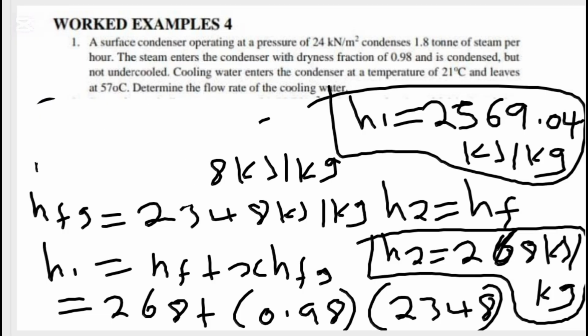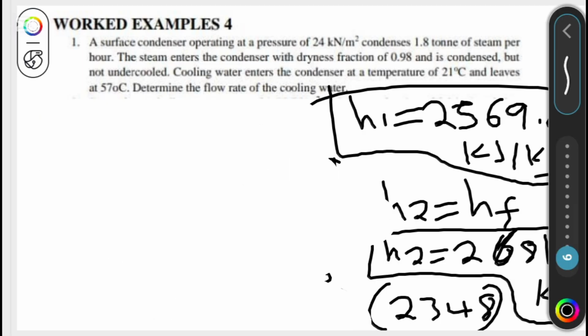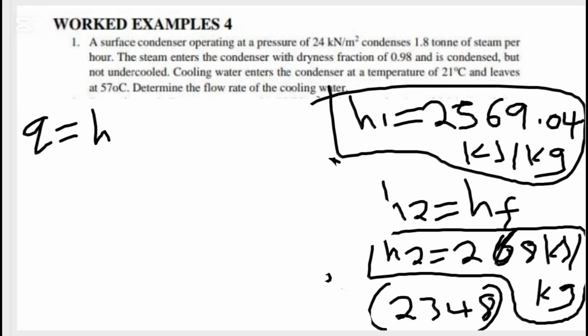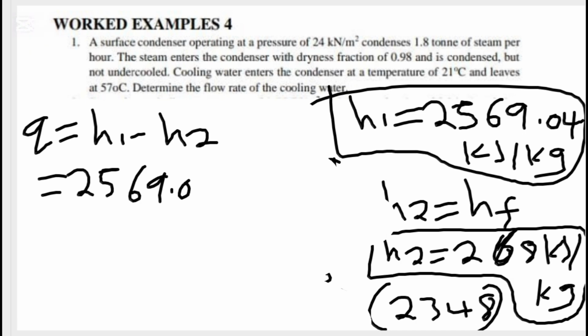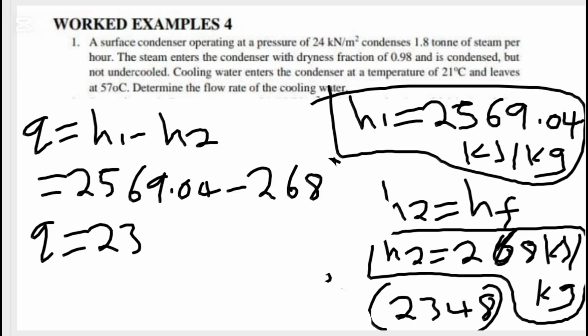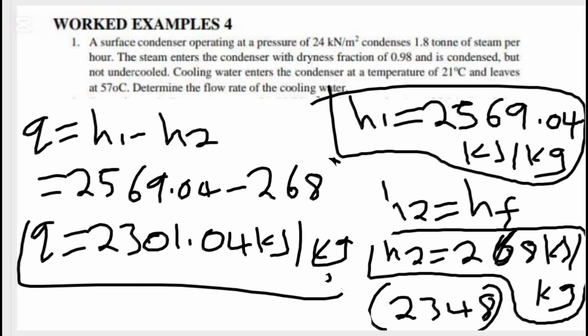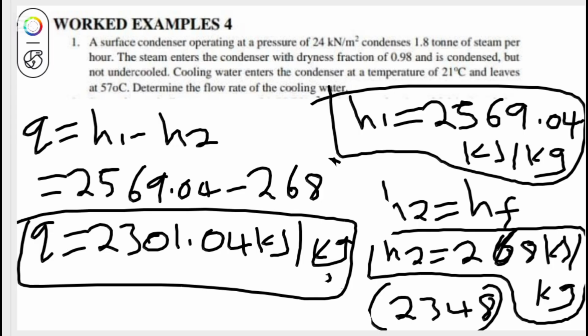So let me have some space. Now at the end, my Q will be equal to h1 minus h2. So what will be my h1? This is my h1. So I will now say 2569.04 subtracted by 268, which is my h2. So at the end, the Q will be equal to 2301.04 kilojoule per kg. The reason for finding h1 and h2 is that I am going to find the value of Q.